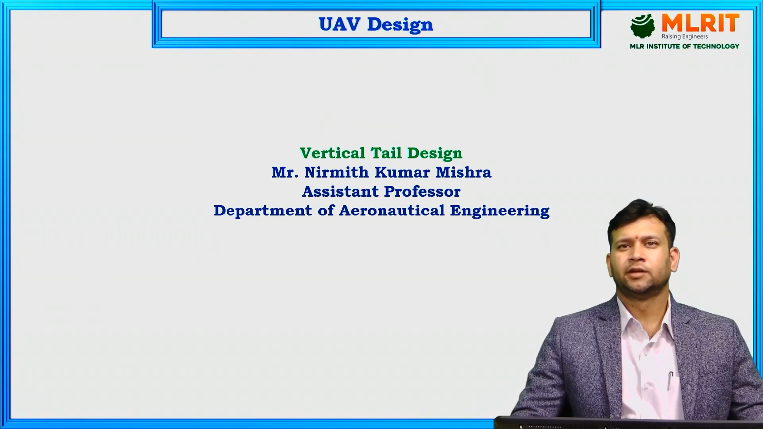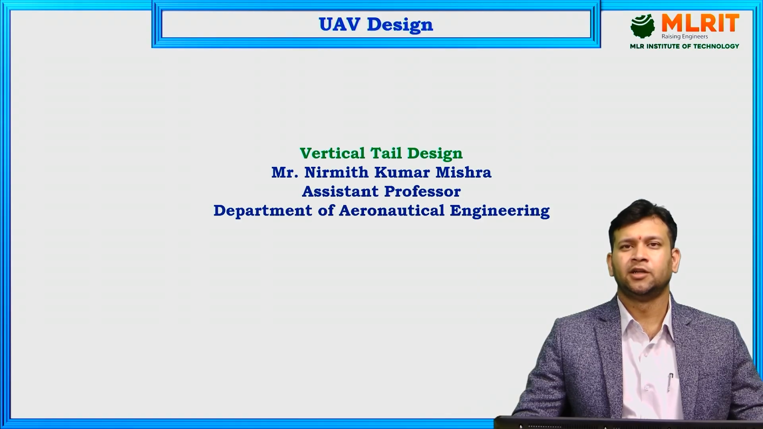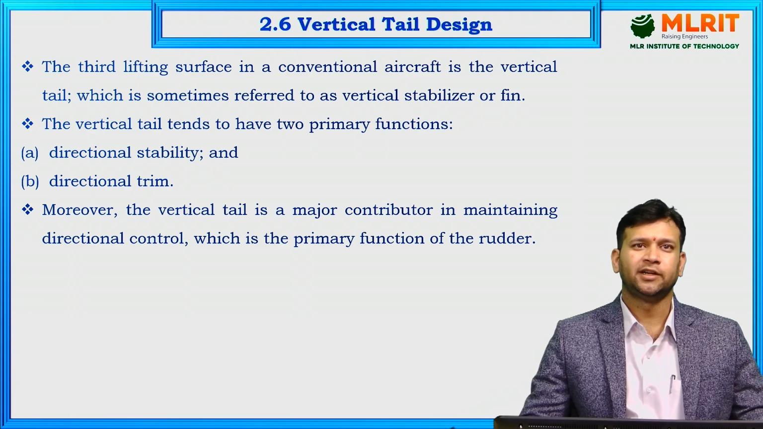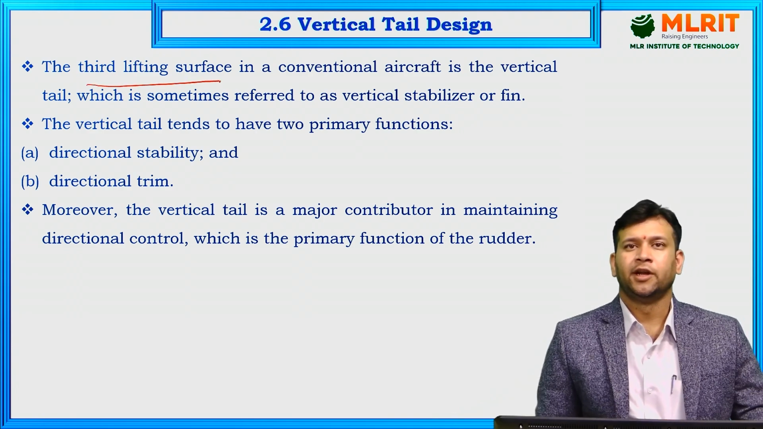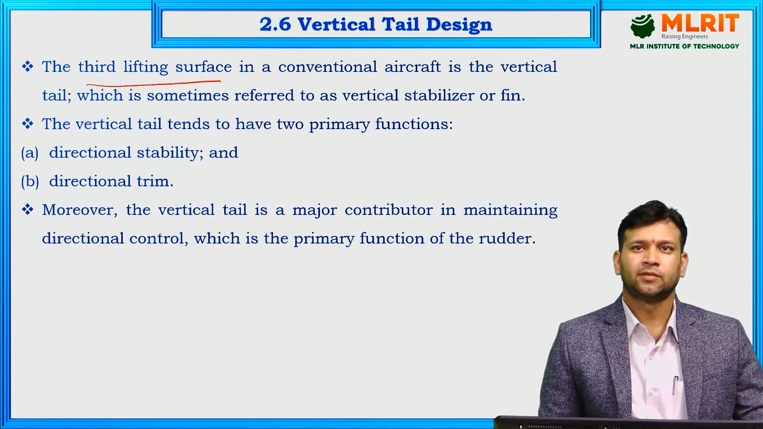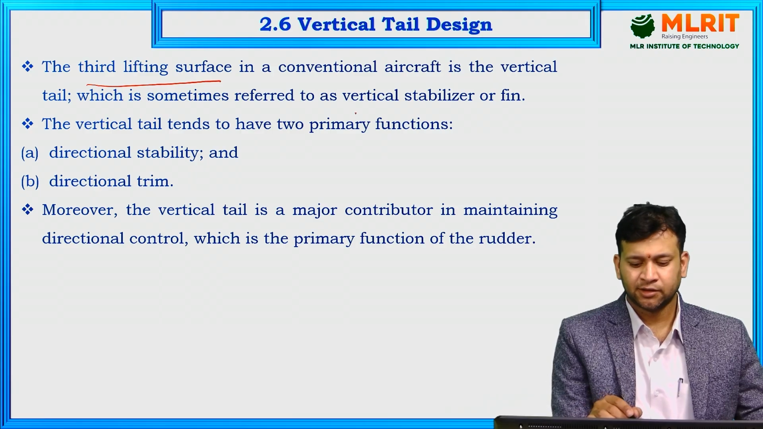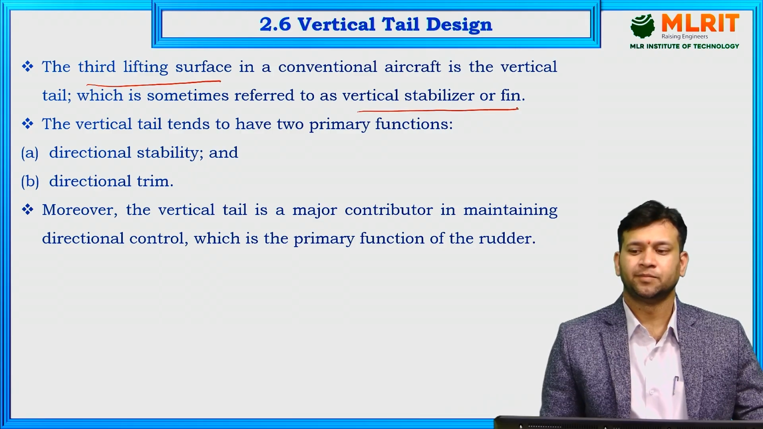Hello everyone, I welcome you all to the course Unmanned Air Vehicle Design, and in today's lecture we're going to see about vertical tail design. Vertical tail design is the third lifting surface in a conventional aircraft. It is the vertical tail, which is sometimes referred to as vertical stabilizer or fin.